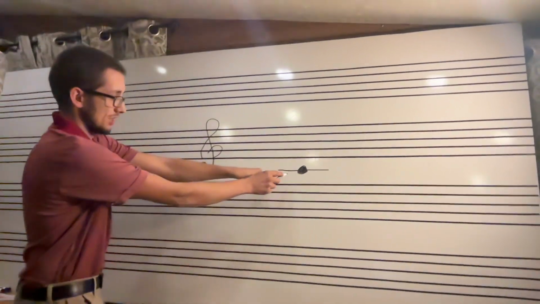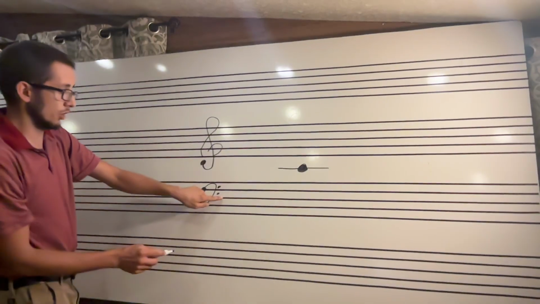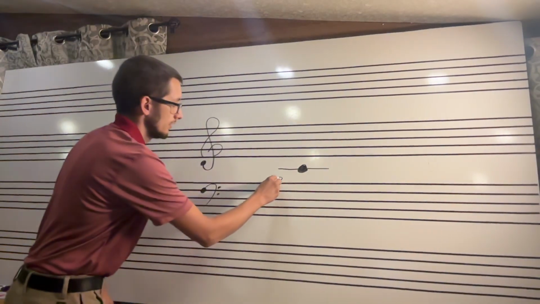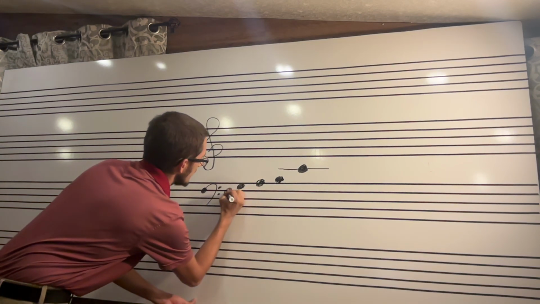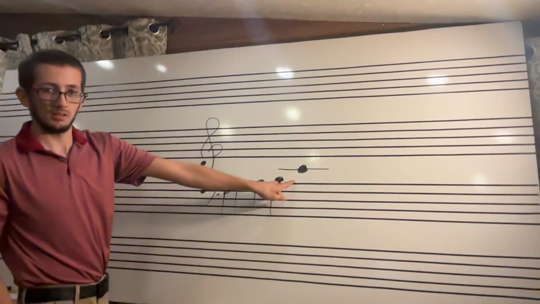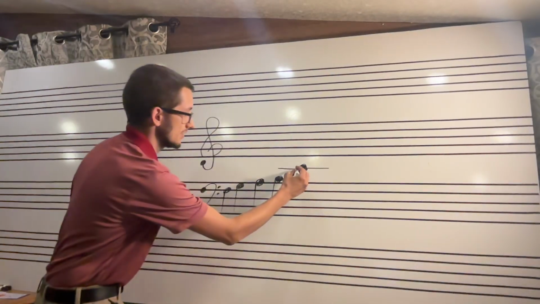So below C in this direction, if we write notes on the bass clef staff, this is a B, this is an A, this is a G, and this is an F. And then this one ledger line above the staff is a C.